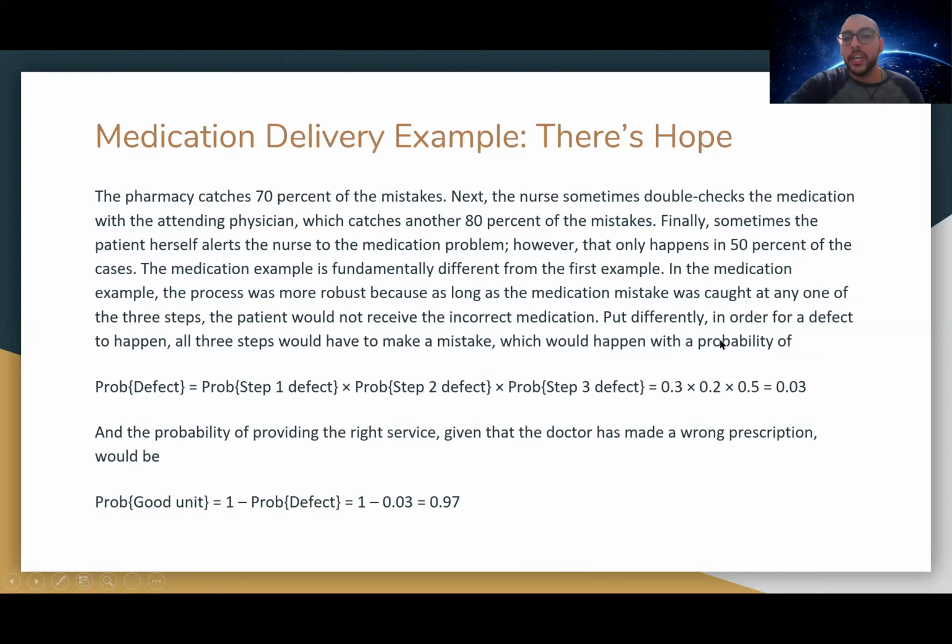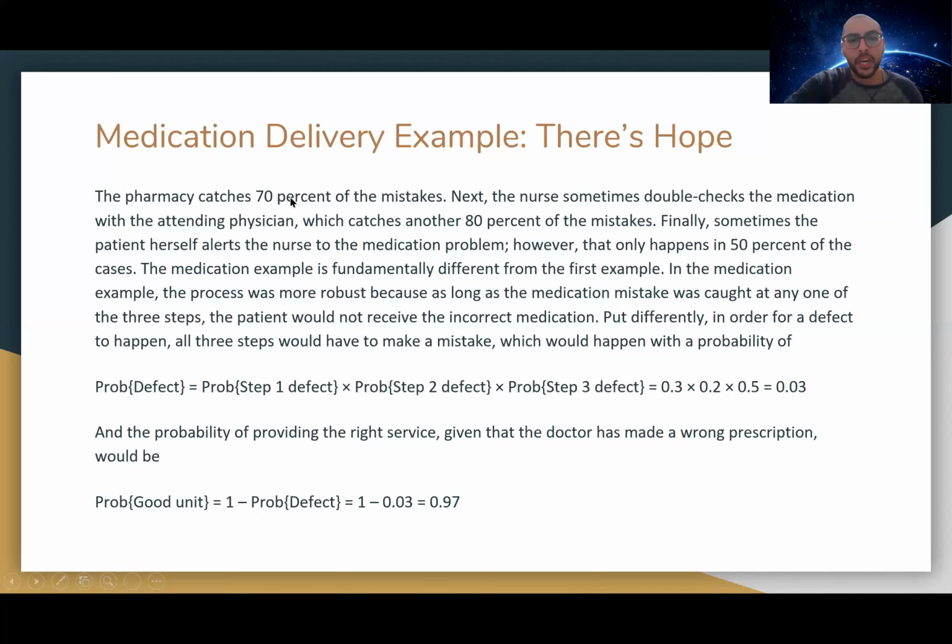Put differently, in order for the defect to happen, all 3 steps would have to make the mistake, which would happen with a probability of, and now we have the formula for probability of defect. So to calculate the probability of defect, we will calculate the probability of defect at step 1 times the probability of defect at step 2 times the probability of defect at step 3.